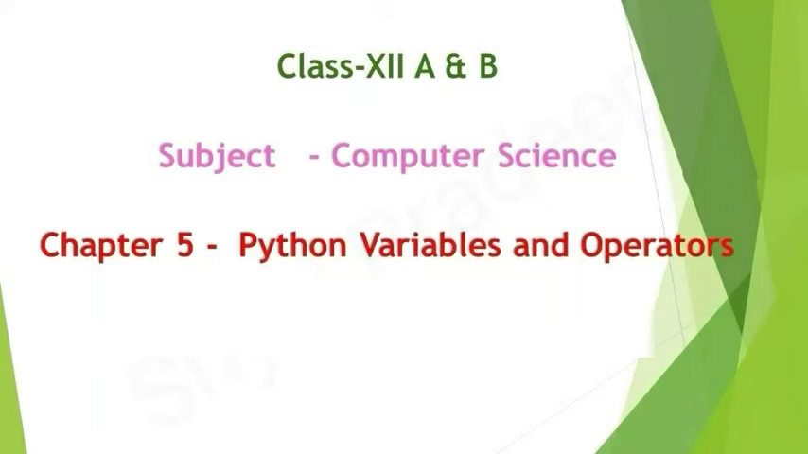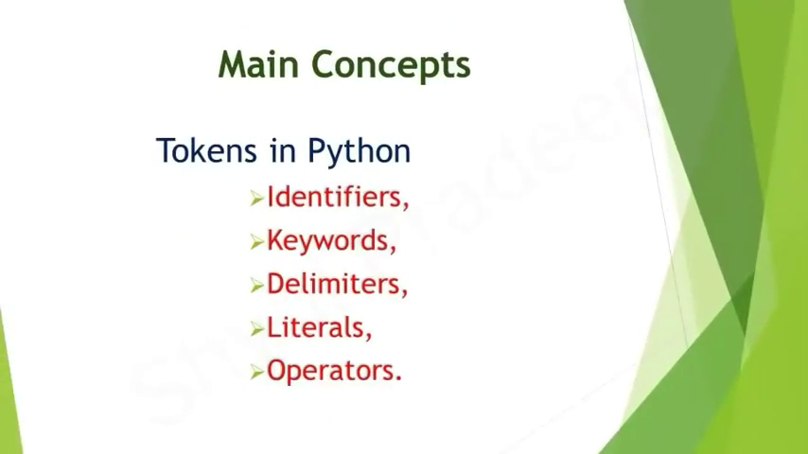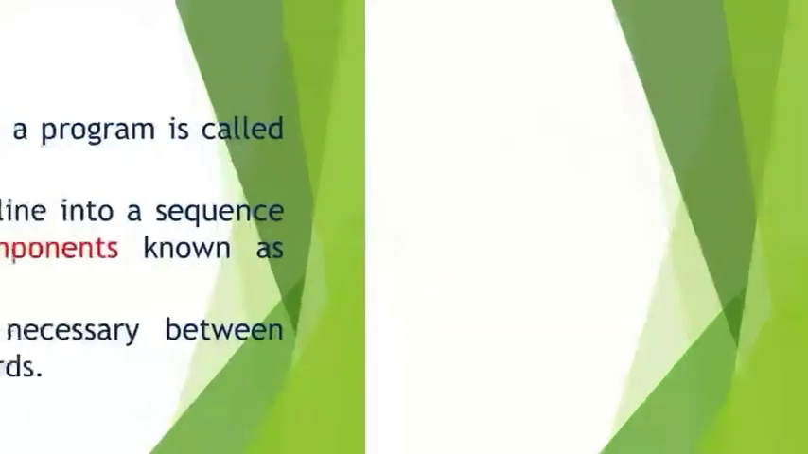Students, in this session you are going to learn 12th standard computer science 5th chapter Python variables and operators. The main concept you are going to learn in this session: tokens and types of tokens, identifiers, keywords, delimiters, literals and operators. What is token?